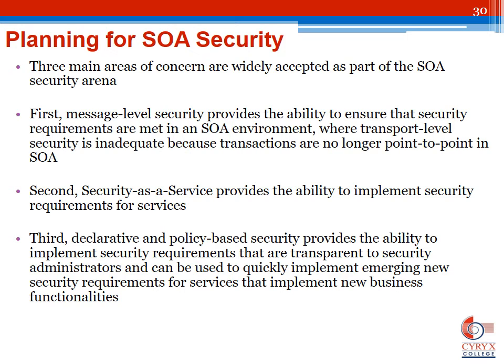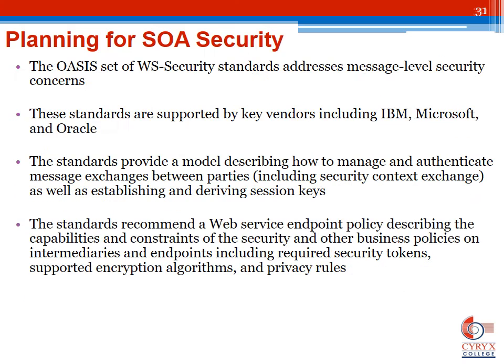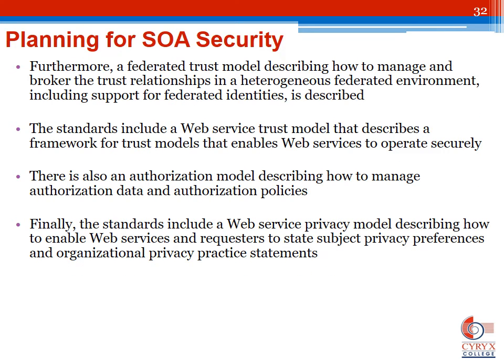So what are the main areas of concern in the security of SOAs? First, we have message-level security. Secondly, security as a service, which provides the ability to implement security requirements. Third, we need policy-based security. The WS-Security standards have been followed and supported by vendors like IBM, Microsoft, and even Oracle, and the standard provides a model describing how to manage authenticated messages between the parties, and the standard recommends web service endpoints for those security tools. Furthermore, a federated trust model describes how the broker must build a trust relationship in a heterogeneous or federated environment, and the trust level of that.